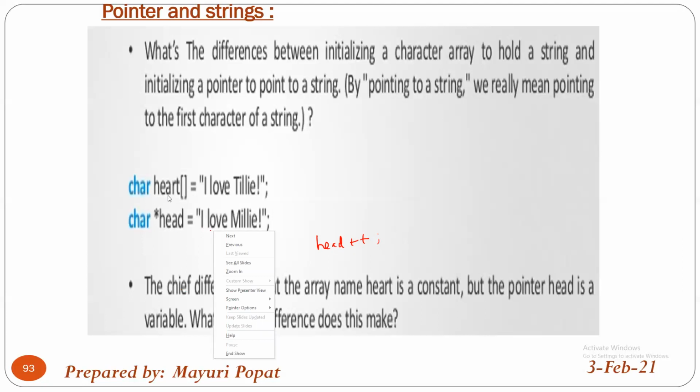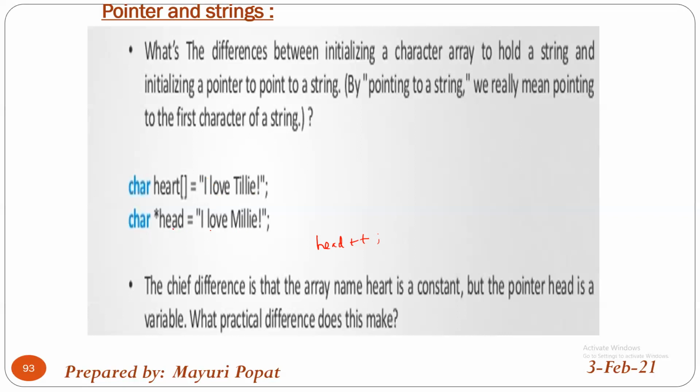Here, as you are aware, the name of any array is always a pointer to the base address of that array. So heart is a constant pointer, while head is a variable. That is the only difference between this type of declaration and this type of declaration.